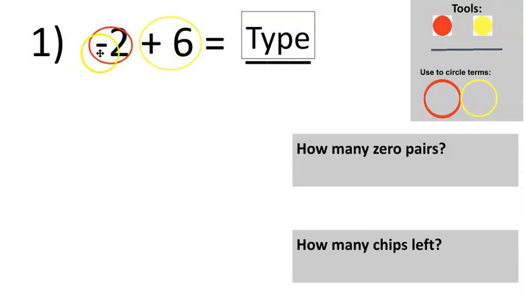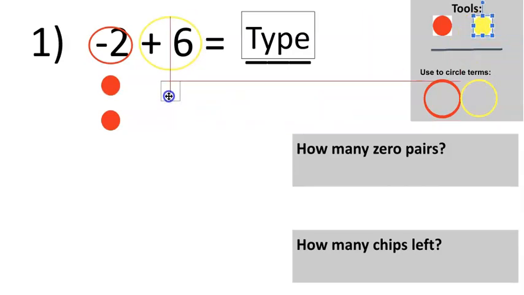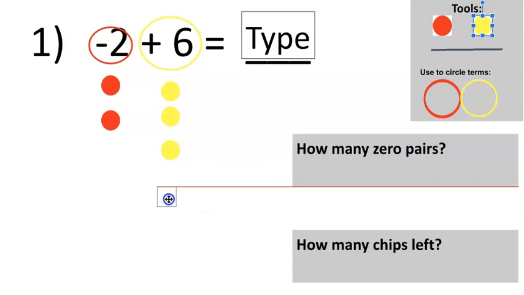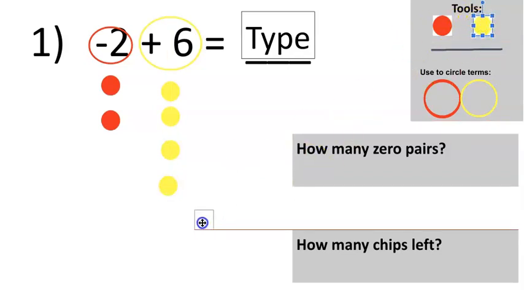Our next step is we're going to use our chips to represent the terms we circled. So we have -2. We're going to take 1 red and 2 red chips right here. Our next number is +6. So we're going to get 6 yellow ones. So that's 2 and 3 and 4, 5. And we move that over a little bit, and 6 chips. There we put, okay?